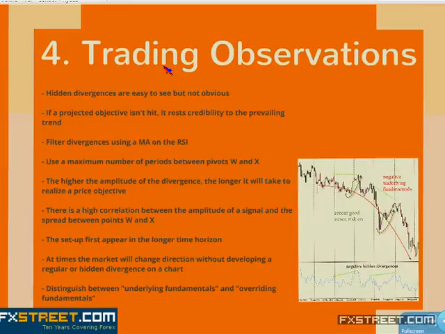Okay, because you are adding that level to the epsilon peak or trough. You may also observe that there is a high correlation between the amplitude of the signal and the spread between the points. Okay, the duration of the amplitude, the height of the signal, and the differences in points between the peaks or troughs in the oscillator setup.